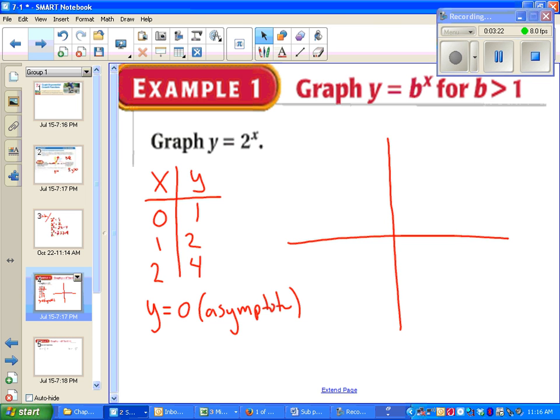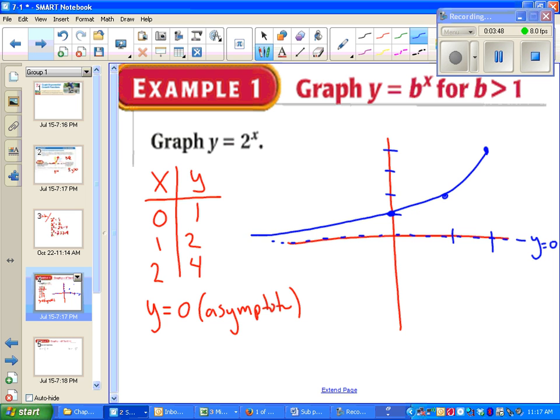First thing you should always graph on these so you don't forget is your asymptote. In this case, it's right on the x-axis at y equals 0. Then we plot our points. We need to make it all the way up to 4 and all the way over to 2. So I see (0, 1), (1, 2), (2, 4). I draw the line and I get close to that asymptote and never touch it.